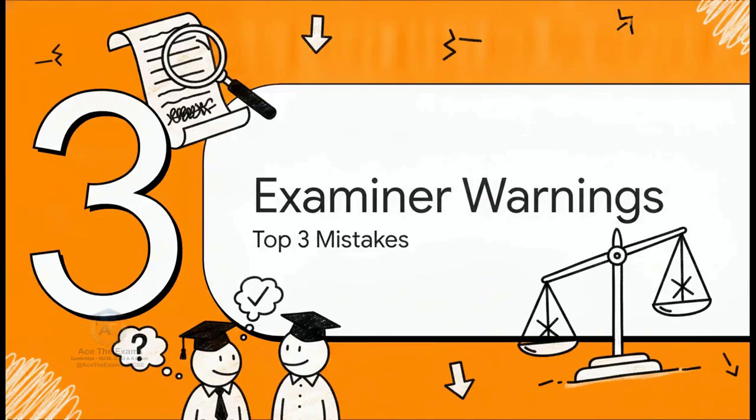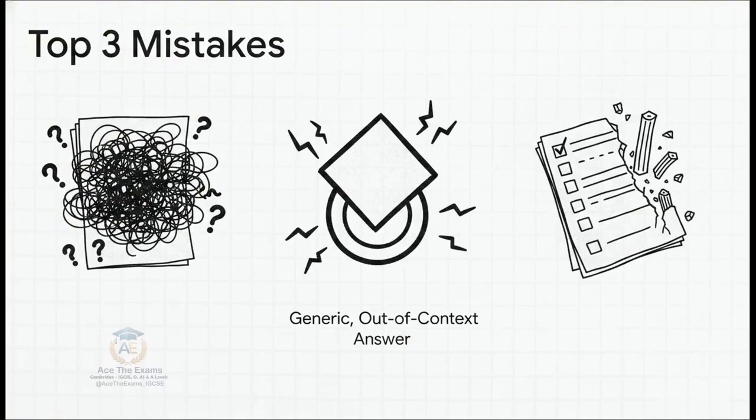Let's move to Section 3, Top 3 Examiner Warnings. Time to diagnose some specific symptoms. These come straight from the principal examiner reports, so listen closely. These are the exact pitfalls causing lost marks across the board. Number 1, forgetting proper format. That just hemorrhages easy marks. Number 2, poor presentation and failing to check your formatting. Look, if the examiner cannot follow your logic, they simply can't award you points. It's that simple. And number 3, generic, out-of-context answers.